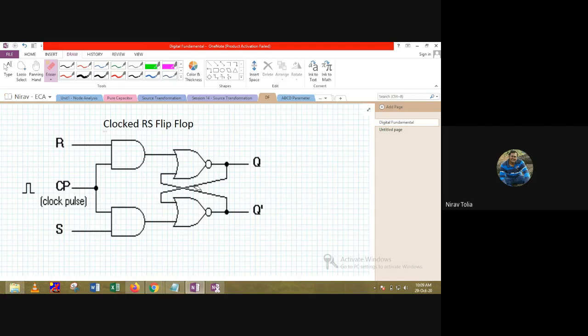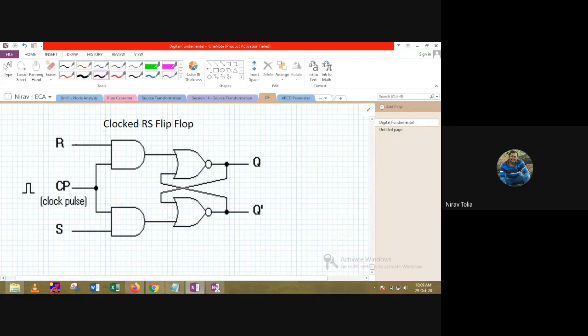So the state which is 0 0 and the state which is 1 1 are not applicable for us. So now in D flip flop, what are we doing?